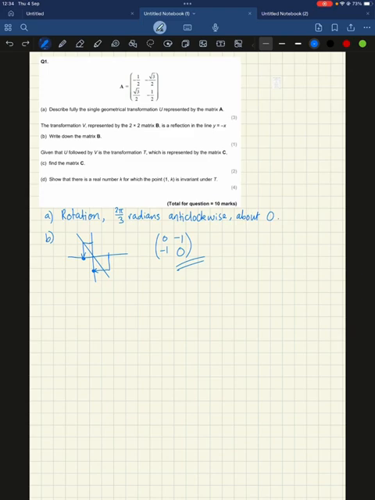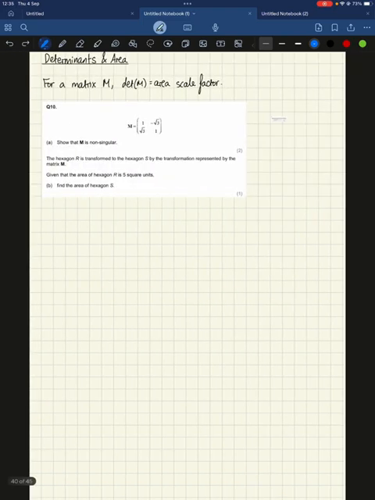So yeah, we'll do one more question, because this is linking the determinant thing and also knowledge of matrices. So part A, show that M is non-singular. Well, if a matrix is non-singular, the determinant is going to be non-zero. So basically, if M is non-singular, then the determinant of M is not 0. And now we just have to show this.